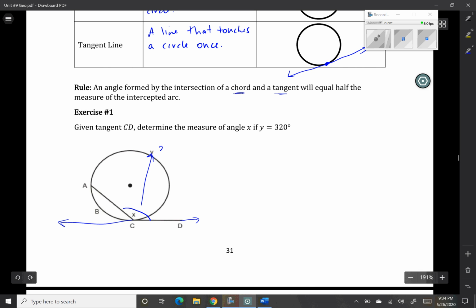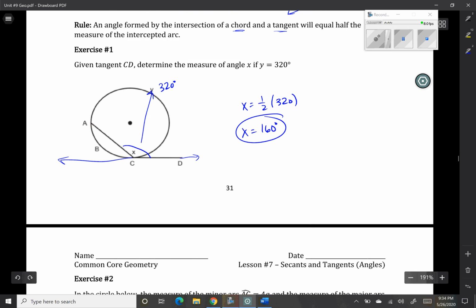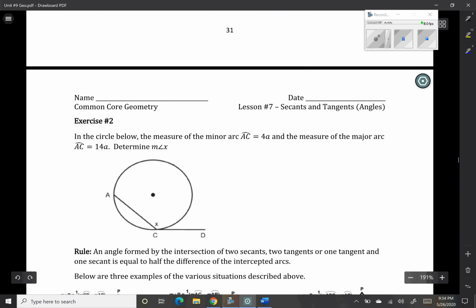So if y is 320 degrees, I can say x is equal to half of that. So x is 160 degrees. Exercise 2 gives us a similar picture. So it says, in the circle below, the measure of the minor arc AC, so that's this little arc here, is 4A, and the major arc is 14A. And it wants us to find the angle of x.